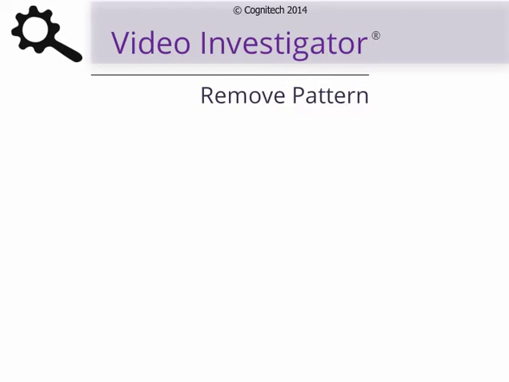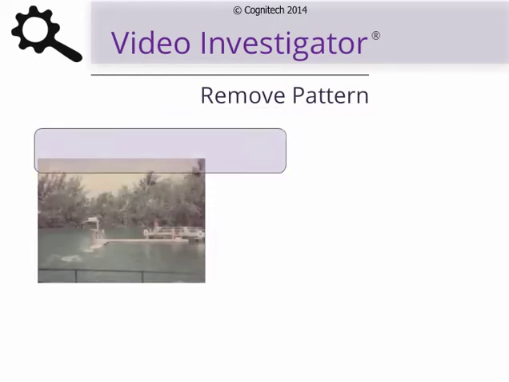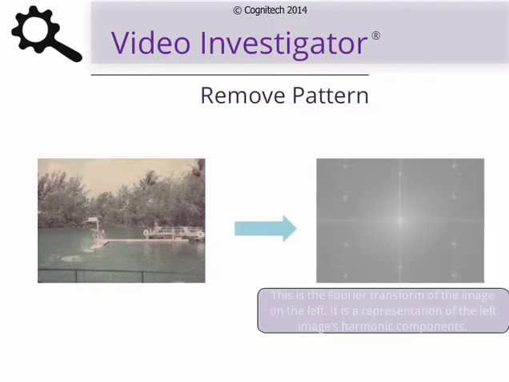Video Investigator's Remove Pattern filter accomplishes this by using a Fourier transform. A Fourier transform is a tool which can be used in image processing to separate an image into its harmonic components. When an image undergoes a Fourier transform, the result will be a representation of the image in the frequency domain. The image on the right is the Fourier transform of the image on the left.